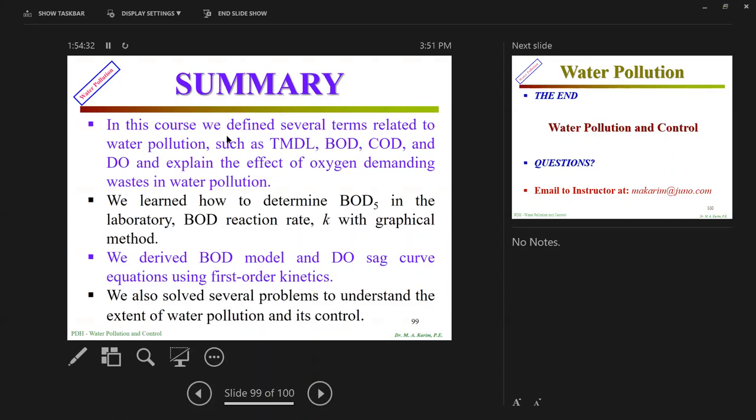And for control, we said the main control would be controlling the source, right? Because if we know what is happening in the model, then we know that you have to treat more and you are allowed to discharge less pollutant into the river in other places.